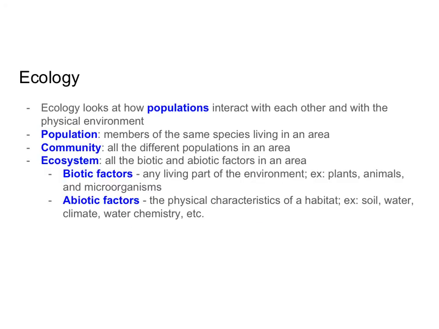So the first topic that we're going to explore in the ecology unit is some intro material, and also we're going to look at how energy is transferred through an ecosystem. So before we get started, we have to really know what ecology is.